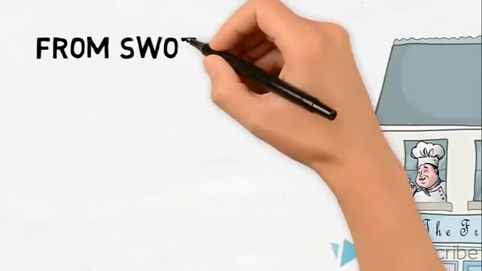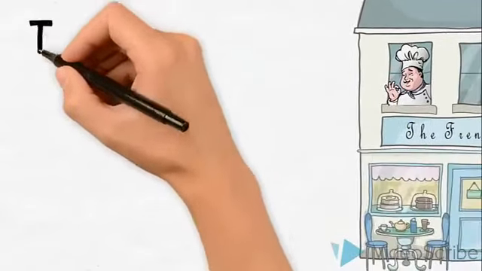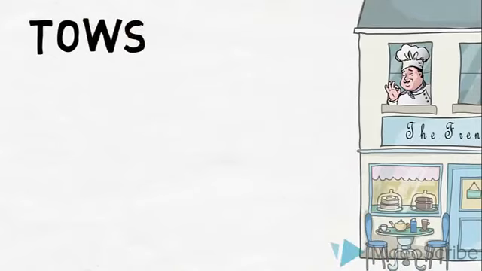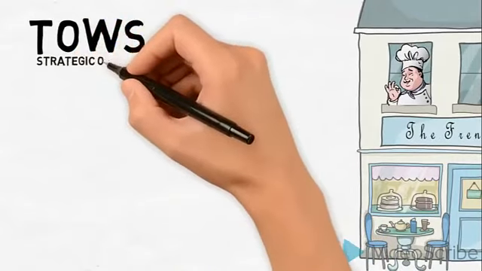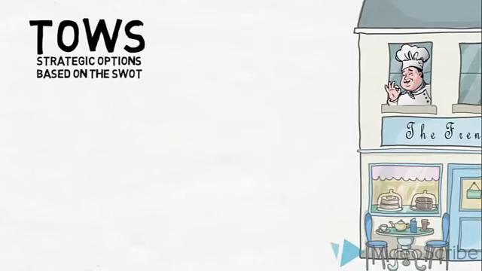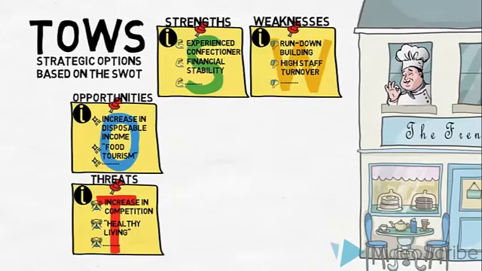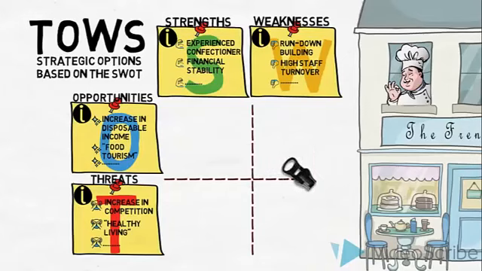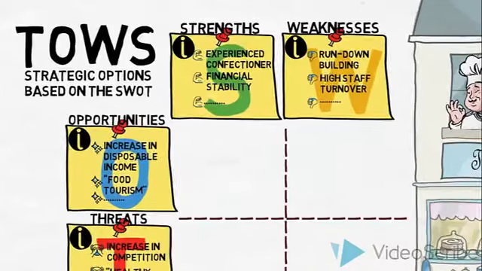Now let us make the move from the SWOT to the TOWS. The purpose of the TOWS is to come up with possible strategic options based on the findings in the SWOT. We start by bringing in the SWOT and placing the 4 areas like this. Then we create 4 squares in the middle. These will serve as our framework for creating strategic options.